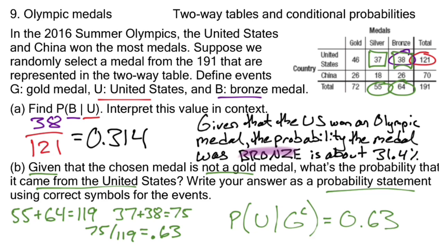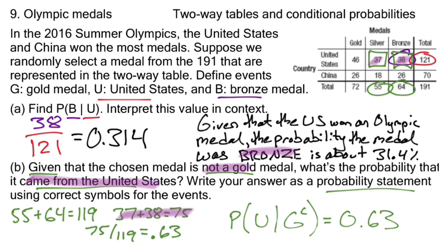Part B, given that the chosen medal was not a gold medal, what's the probability that it came from the United States? So not a gold medal means you are excluding the gold column. So that means you need to look at the medals that were won by the United States that were not gold. And that would be we have 37 of them were silver and 38 of them were bronze. So those are the medals that are not gold won by the U.S. And you can see right here at the bottom, adding those two values together gets you 75.